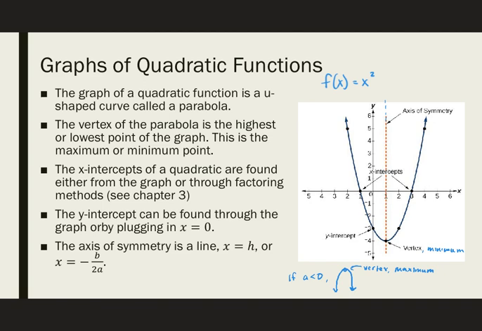Now be very careful with this. The axis of symmetry is a line. So if they ask you for the axis of symmetry, your answer needs to always include that x equals. It's a vertical line, and so I have to write it as the equation of a line. If you just put 2 or 7 or whatever it is, it's going to mark you wrong. So make sure that you are using the line for the axis of symmetry.